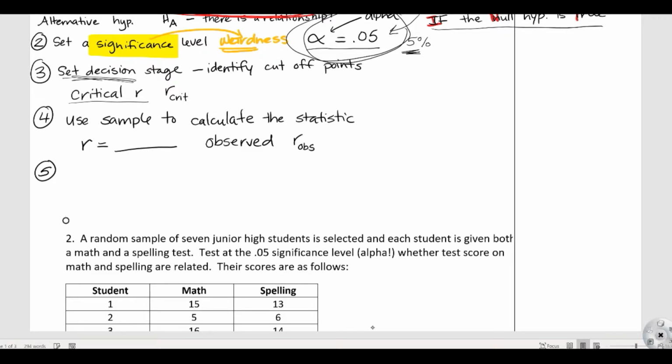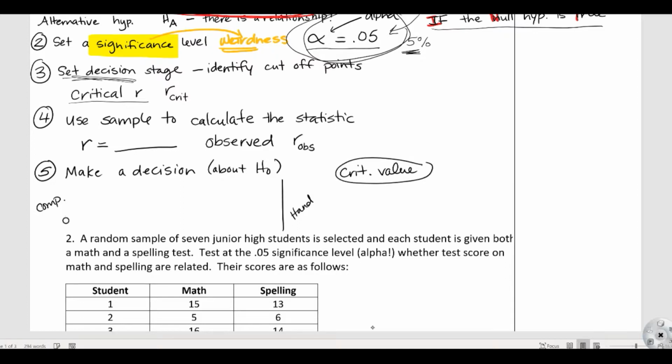Then step 5 is to make a decision, and really it's make a decision about our null hypothesis. So this can look kind of 2 different ways, depending on if you're doing it on the computer or if you're doing it by hand. If you're doing it by hand like we are here, then this means we're using the critical value method of making our decision.